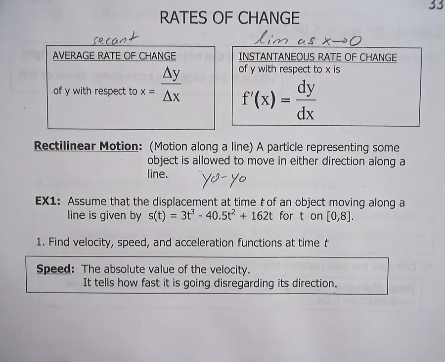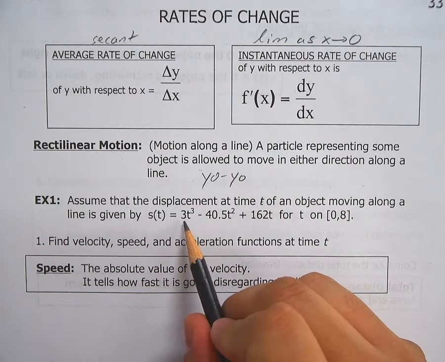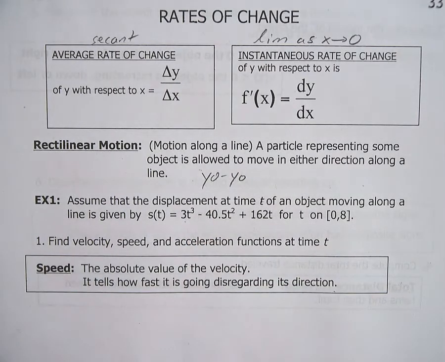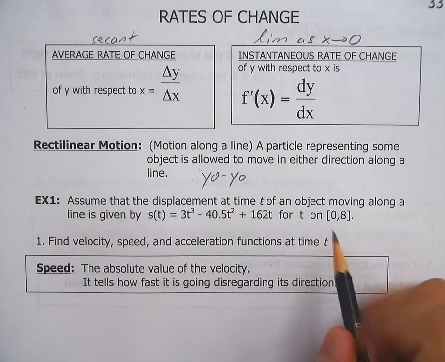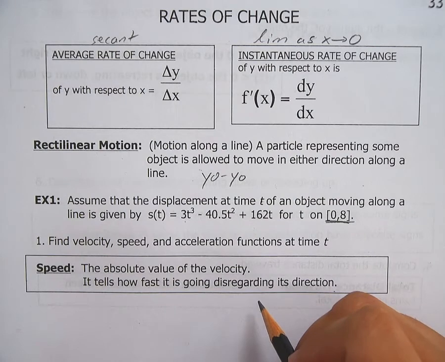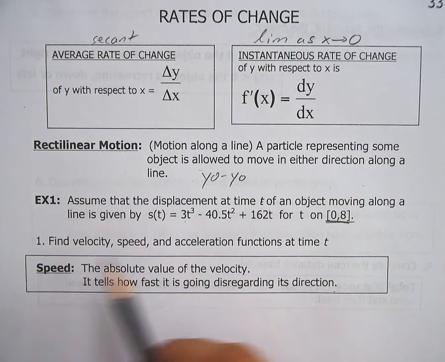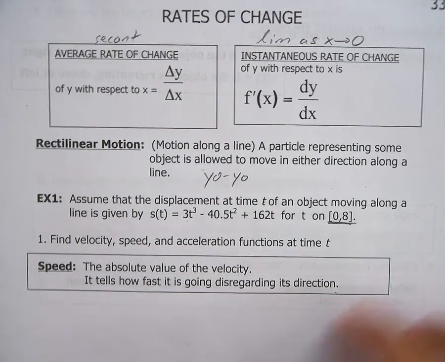So thinking about motion going one direction, it says assume that the displacement of an object at time t is given by the equation s(t) = 3t cubed minus 40.5t squared plus 162t, and t is on 0 to 8. So here's your interval. It's happening for 8 seconds here. And it says to find the velocity, speed, and acceleration functions at time t.